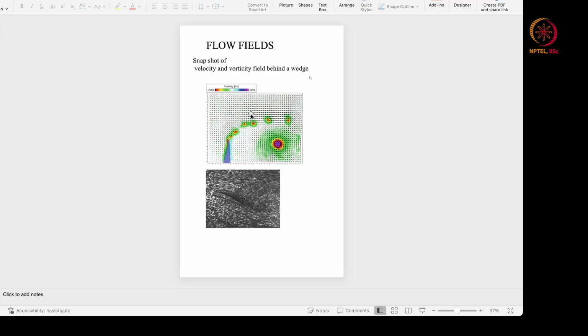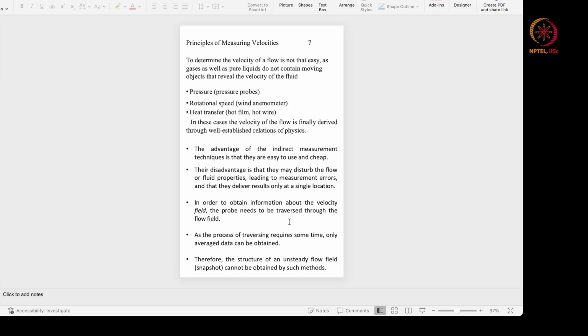But you need to visualize the flow field, you need to see the flow field in its entirety, and that is the prelude to particle image velocimetry. So the principles of measuring velocity are quite simple. If you want to measure the velocity of a flow, such as a gas or pure liquids, how do you measure it? They do not contain moving objects that act as a reference for you to track and identify the velocity. So it is not that easy.